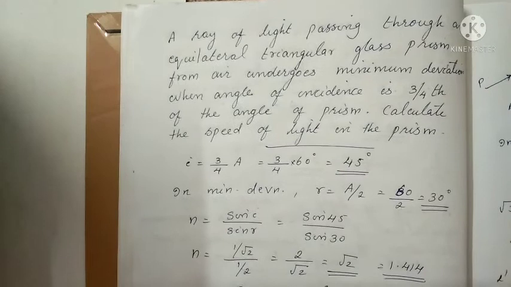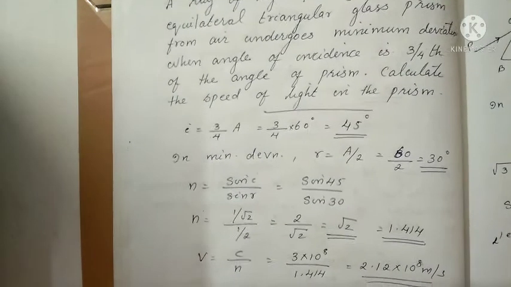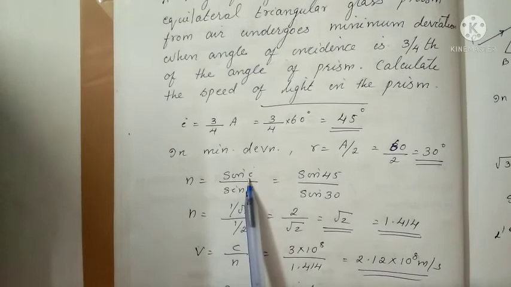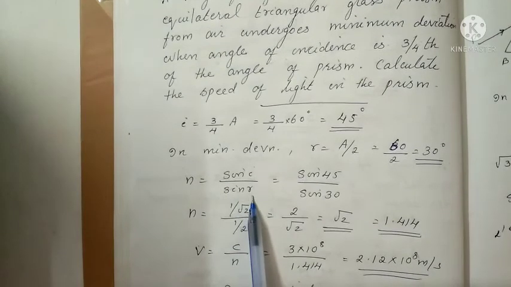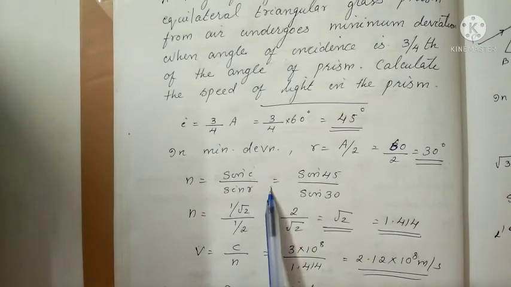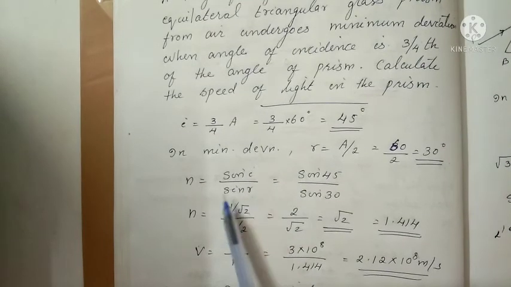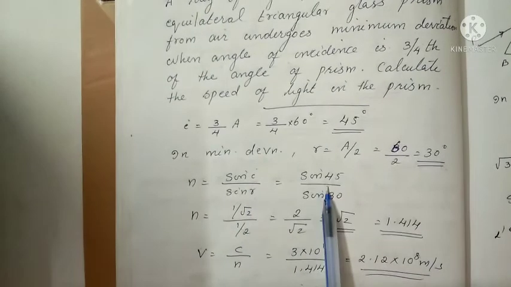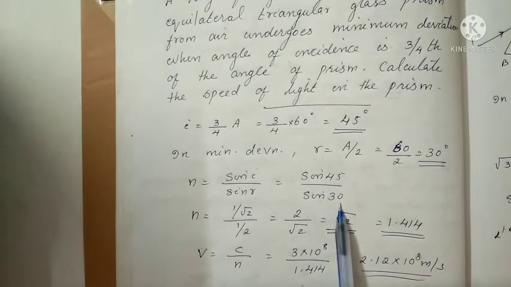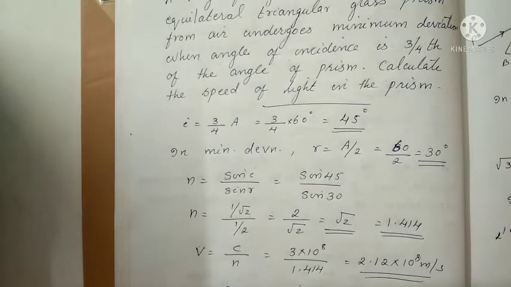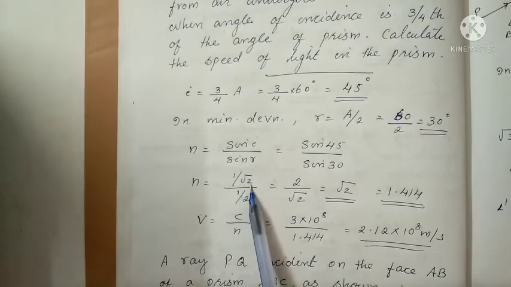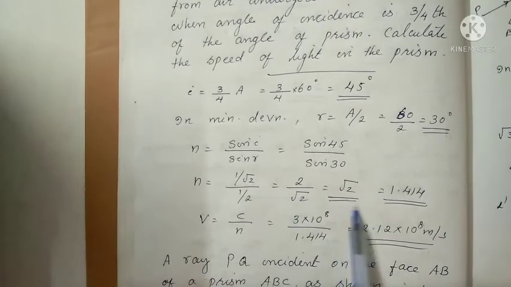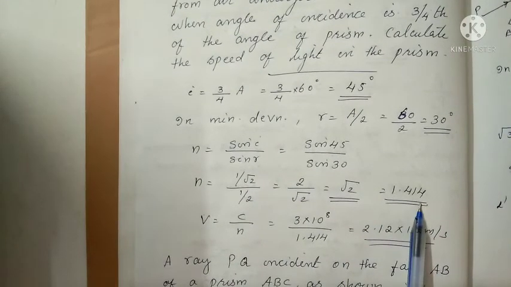Then to calculate the speed of the light in the prism, first you want to calculate the refractive index. So using the formula n equal to sin i by sin r. Here minimum deviation, delta m, is not given. So you can use this equation n equal to sin i by sin r, that is equal to sin 45 divided by sin 30. By substituting the value sin 45 1 by root 2, sin 30 1 by 2, we get n equal to root 2, that is equal to 1.414.